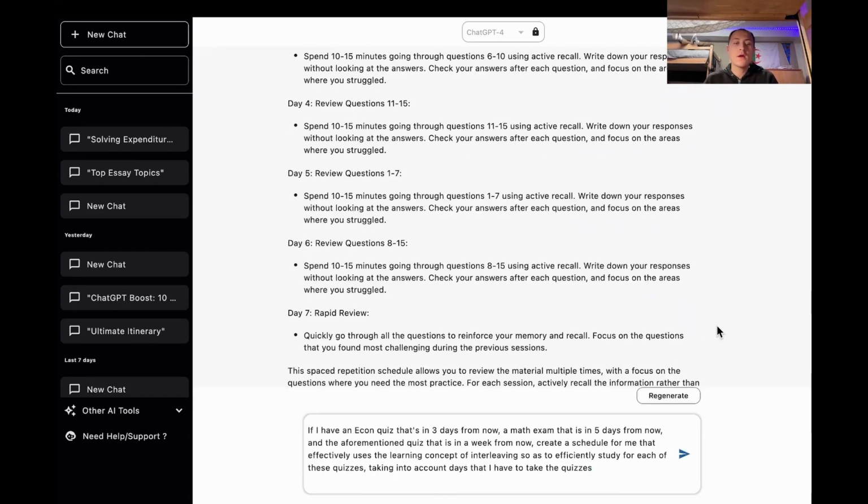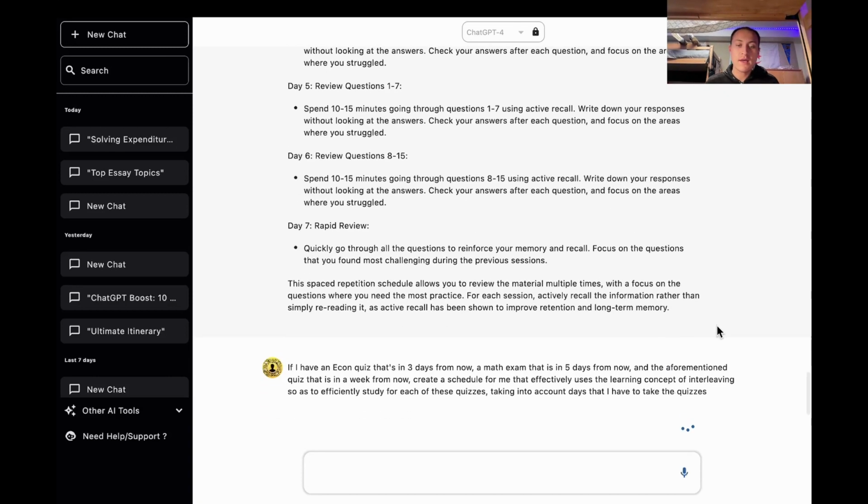What if I have other classes going on around the same time? So say I have an econ quiz that's in 3 days from now, a math quiz that's in 5 days from now, as well as a quiz covering this example I just went through, in a week from now. So what if, using the third principle of effective studying, which is interleaving, I ask it: use interleaving and create a corresponding schedule to help me effectively study these. So let's see what it comes up with.